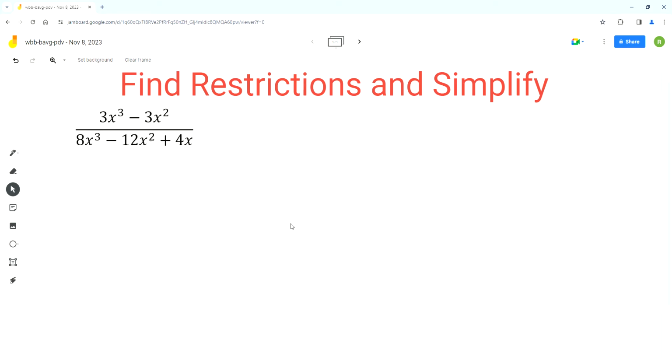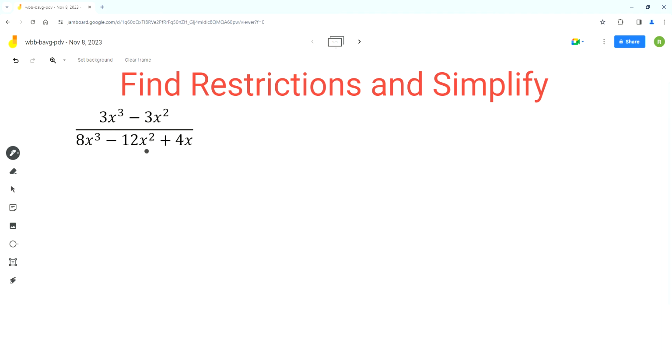Hello everyone. So in this video, we'll find the restrictions and simplify this rational expression. As you can see, this rational expression has a polynomial expression in the numerator and a polynomial expression in the denominator. Now, in order to find the restrictions of this expression and simplify it, we'll have to factor this expression if possible. So we have to check if we can factor the numerator and factor the denominator.